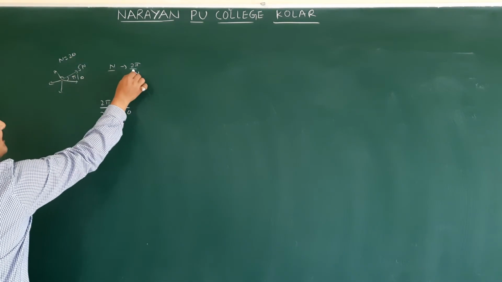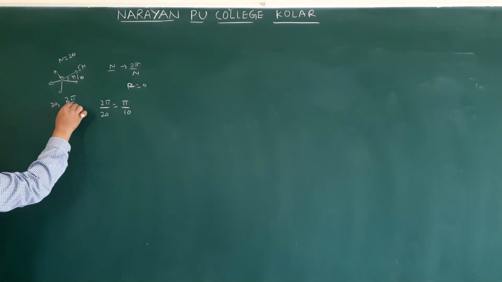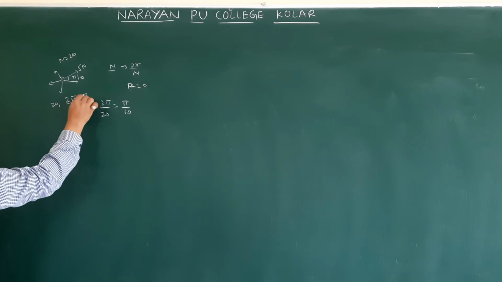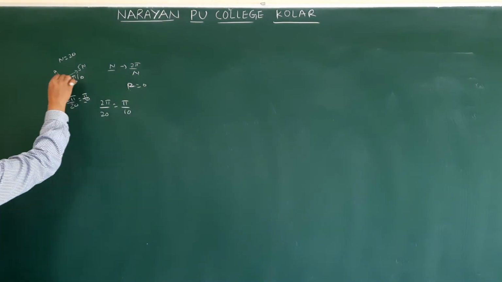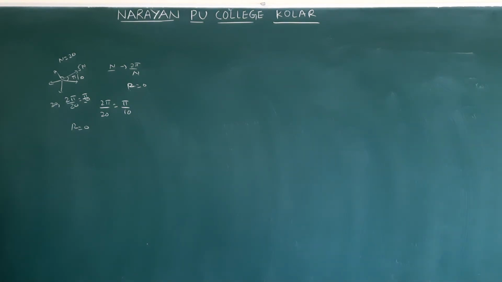So 2 pi by n, that is nothing but 2 pi by 20, that is nothing but pi by 10. Therefore this is matching. Therefore the resultant of all these forces is 0. Therefore, option 4 is correct.